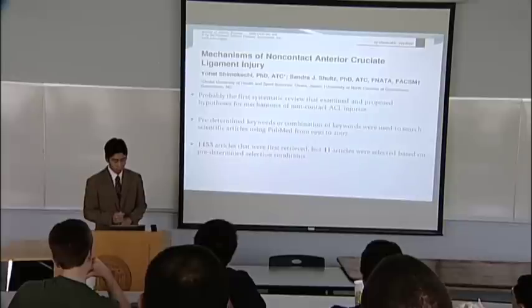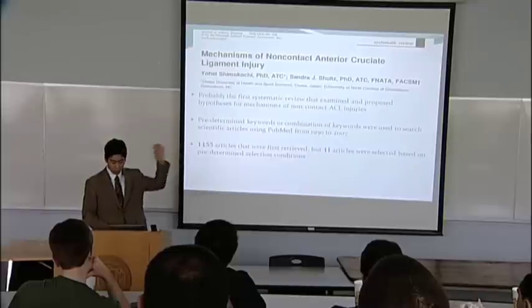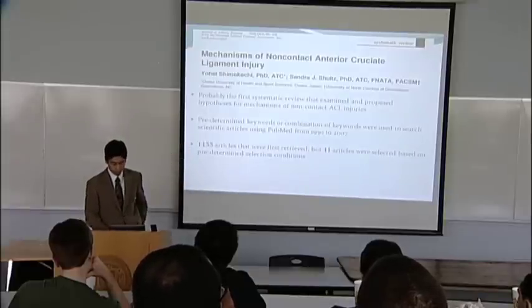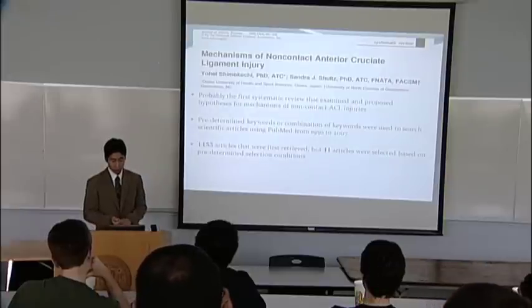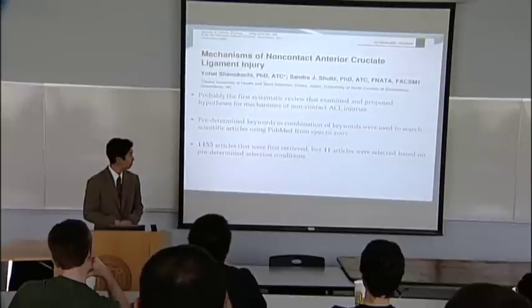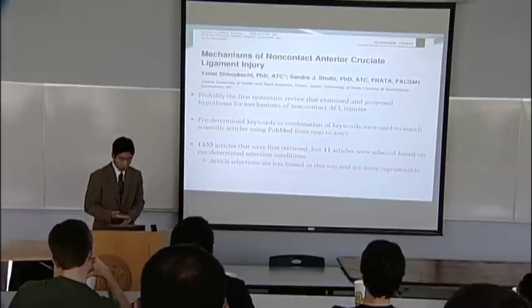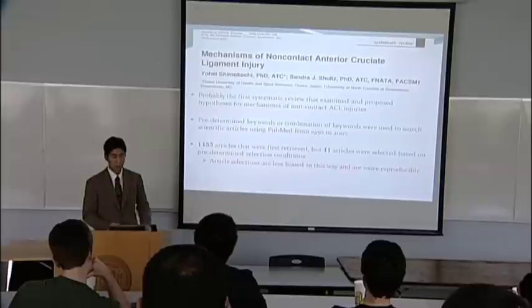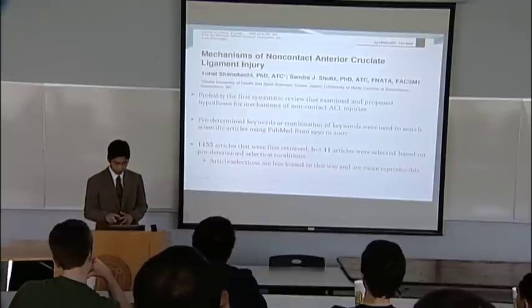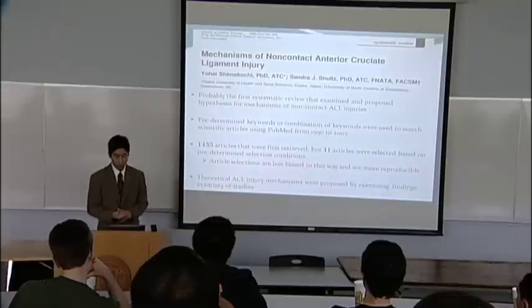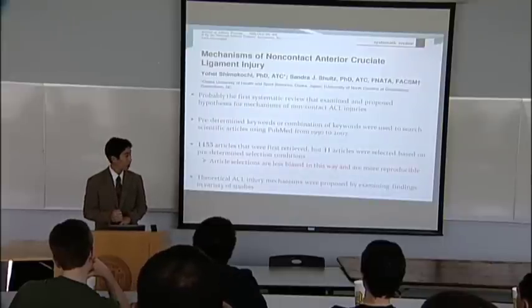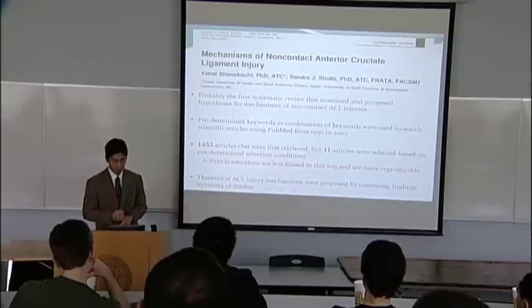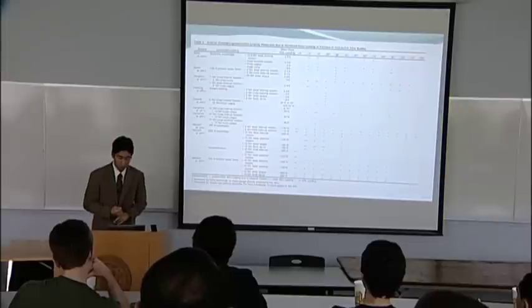We initially found 1,455 articles related to ACL injury mechanism or ACL loadings. Then we selected 45 articles based on predetermined selection conditions. Why we did this was that article selection is less biased if you have a specific way of finding articles, and also you can reproduce the same results. Then theoretical ACL injury mechanisms were proposed by examining findings in many different kinds of studies. And I made tables like this.